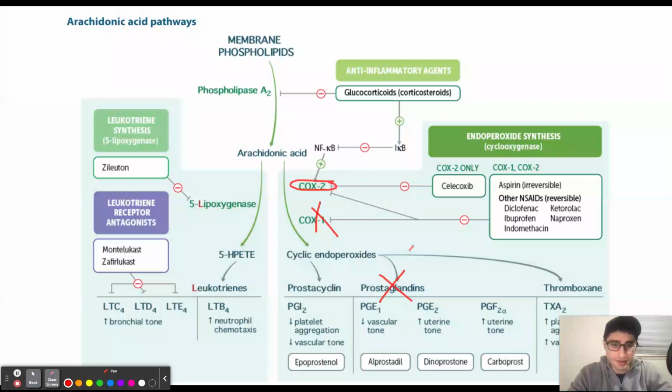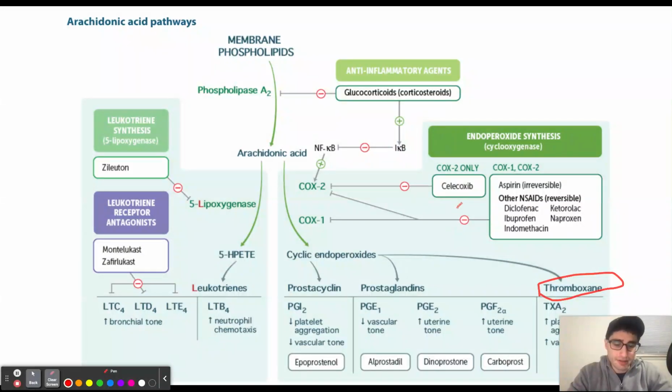Now, some of the side effects of celecoxib include thrombus formation, and the reason for this is because we're only inhibiting the COX-2 pathway, so the COX-1 pathway is still going to be active with celecoxib. As a result, we're still going to produce thromboxane over here, and remember that thromboxane plays a role in platelet aggregation, which can ultimately lead to thrombus formation.